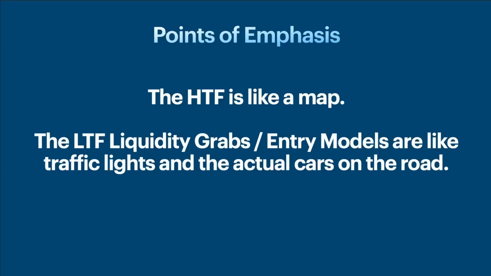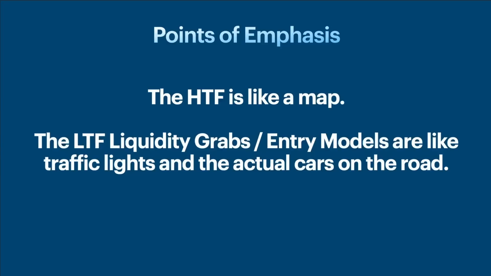And the lower time frame liquidity grabs and entry models are almost like traffic lights and the actual cars on the road, where you can see the flow of saying, hey, which way are things actually moving? What's a signal for speeding up on the road? What's a signal for stopping and being more cautious? So for both of them, I like to use them together. To me, it makes a lot of sense.